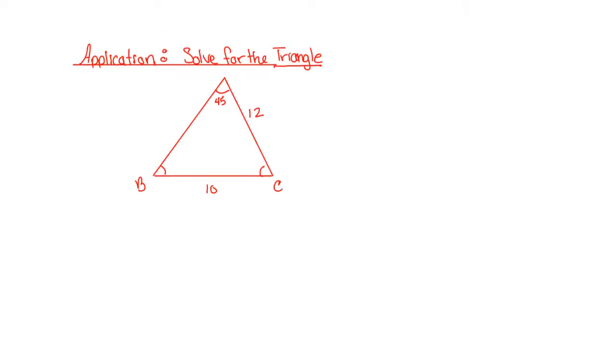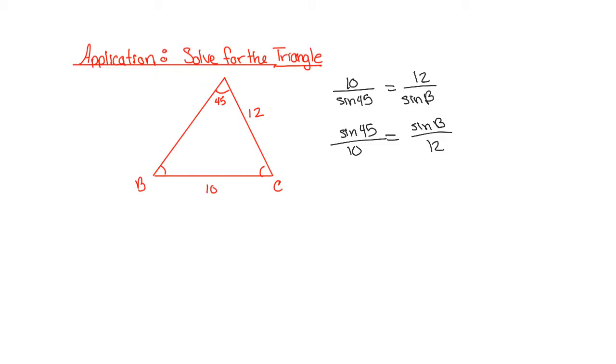So now an application of actually using the law of sines. Here's an example. We have an oblique triangle. There's not a right angle, and we're given two sides and an angle. Well, what we can do here is we can say 10 over sine of 45 is equal to 12 over sine of angle B. Or I can say it the other way, sine of 45 over 10 is equal to sine of B over 12. And then we can solve for angle B.